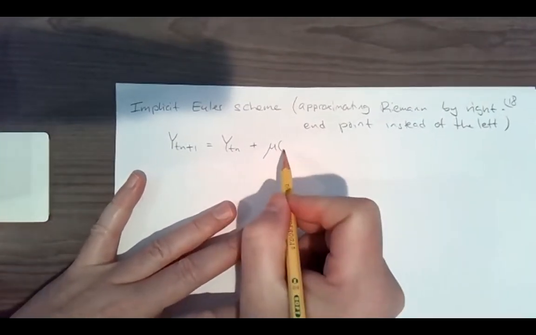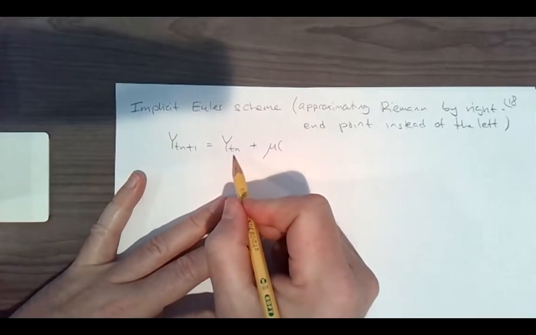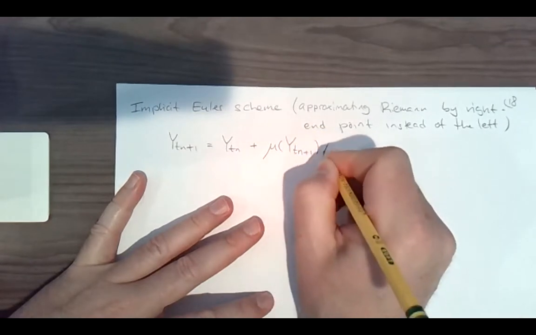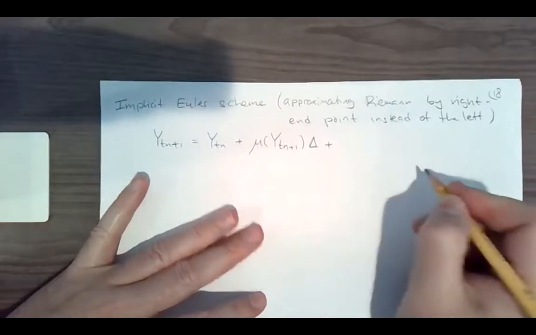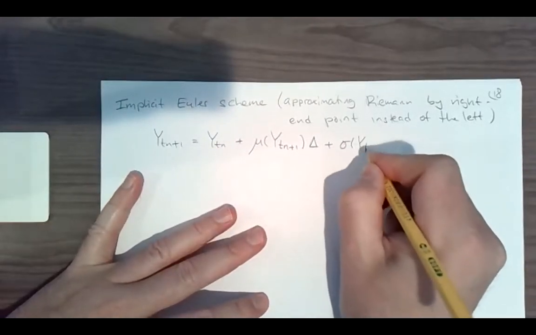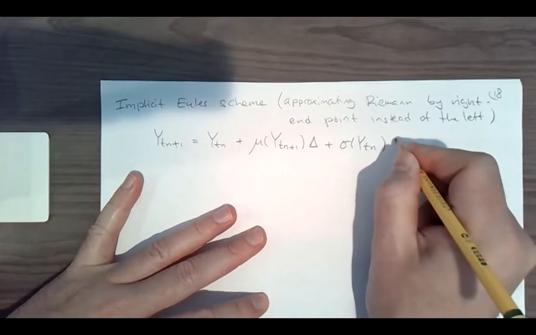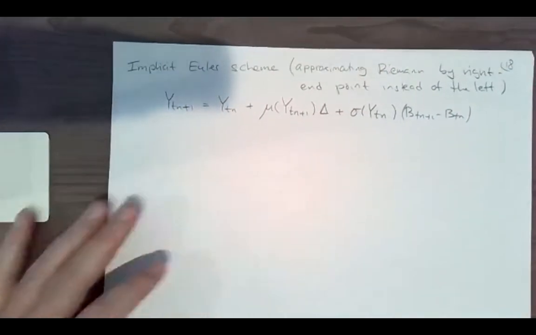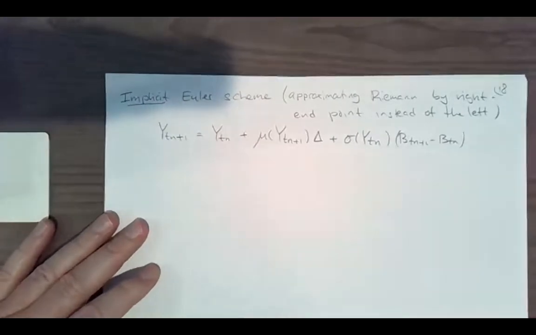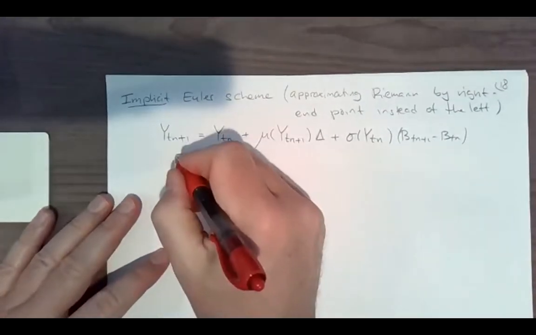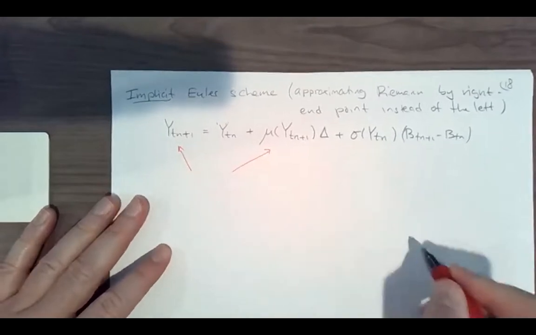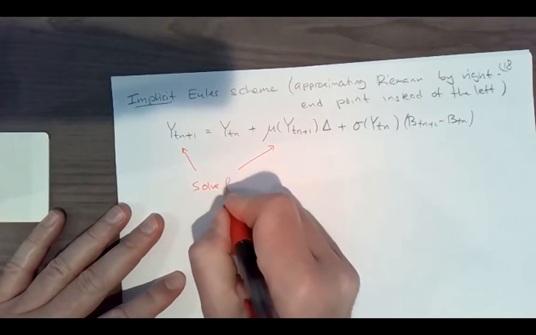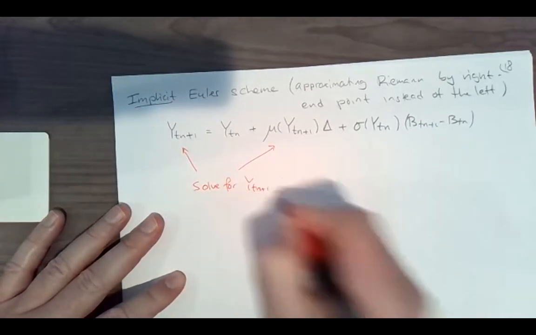And so over here, before we would evaluate the function mu at the left endpoint, you could also evaluate it here at the right endpoint. Plus sigma(Y_tn) times (B_tn+1 minus B_tn). So now this becomes implicit, and it becomes implicit because Y_tn+1 appears on both sides. So you've got to solve for Y_tn+1.